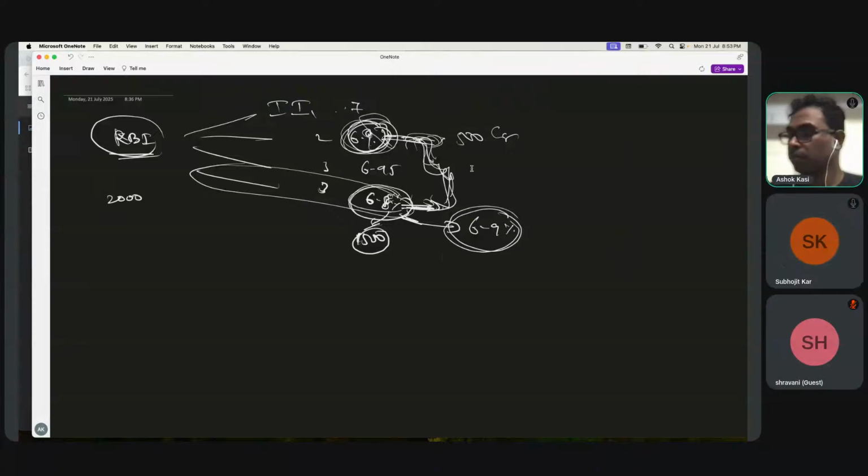Single pricing. Multiple pricing means whatever price they quoted, that only. And this will be rejected. 6.95 or 7 will be rejected. Is it okay now? Yes.